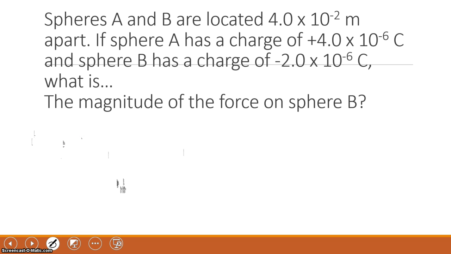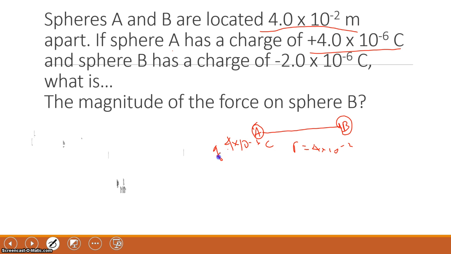So you have sphere A and sphere B. They're located 4 times 10 to the negative 2 meters apart. So that's our R. 4 times 10 to the negative 2 meters. If sphere A has a charge of 4 times 10 to the negative 6 coulombs, that's Q1, and sphere B has a charge of negative, oh, this one was positive, okay, positive, negative.